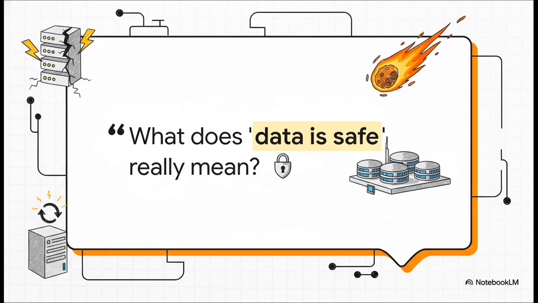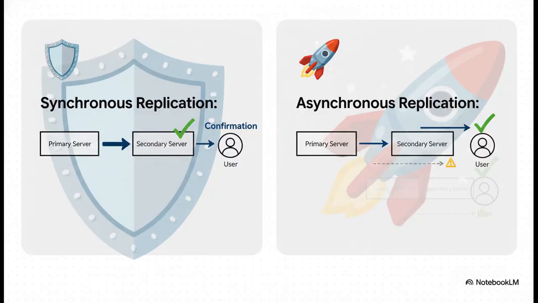Does safe mean it can survive a server rebooting? What about a hard drive completely failing? Or does it mean it needs to survive an entire data center getting wiped out by a meteor? Each level of safety comes with a different cost and complexity. And this leads us to a classic durability trade-off.